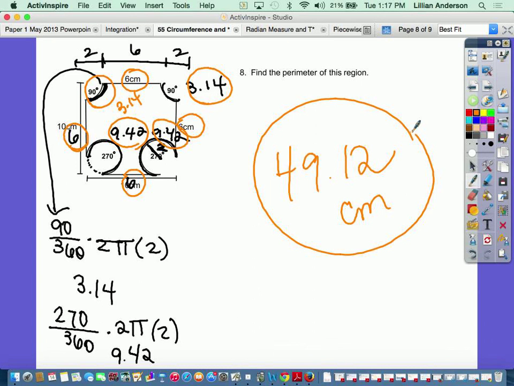And we knew to do this because we were going around the figure. The only way we're going to figure out the perimeter around each one of those little curved parts is by finding the arc length. And it's not circumference because it's not a full circle, it's only part of the circle, which is arc length.